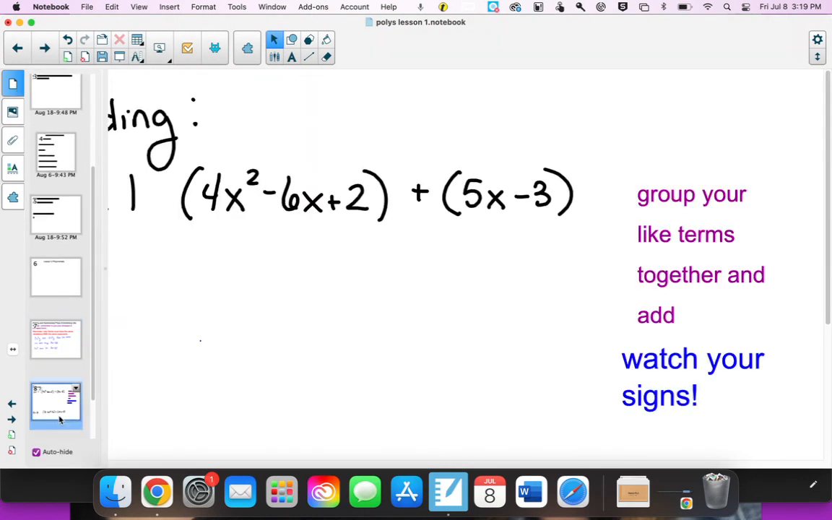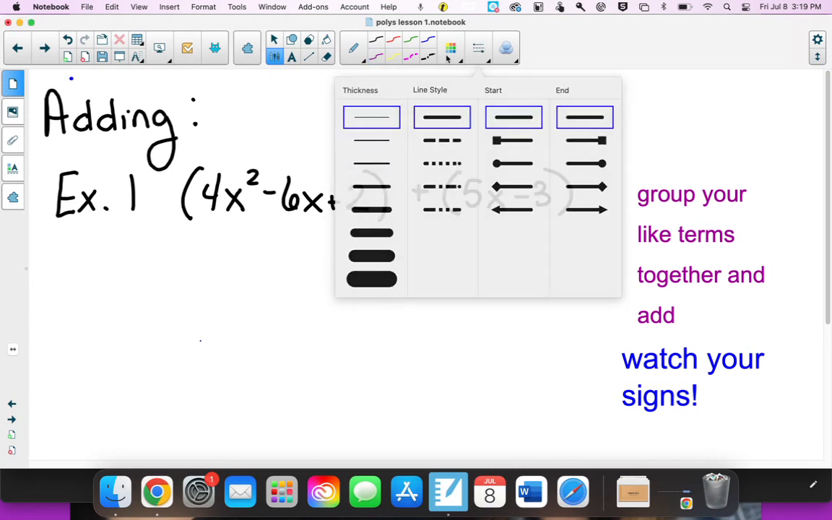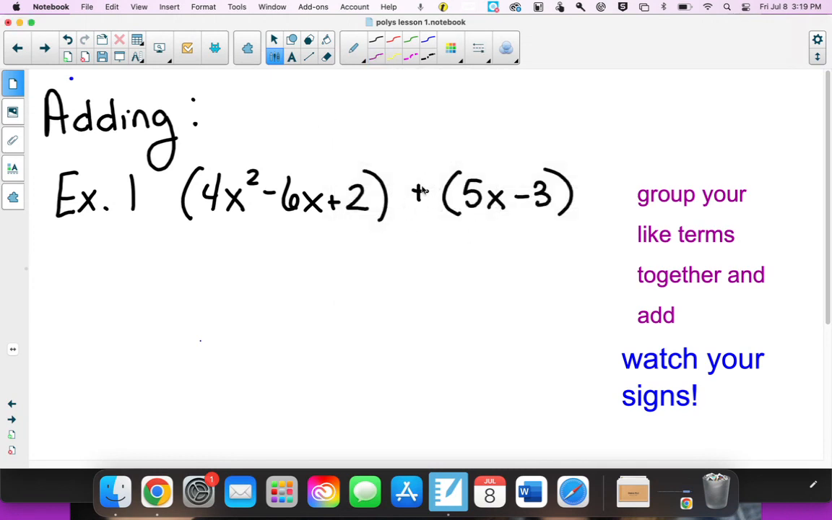So let's start with adding. Okay, so here we have a polynomial statement that is being added. Right, see addition between them. So we're just going to pull our like terms out. And I always start with whatever is the first polynomial and whatever is the first term, no matter what order they're in, just so I can go through and make sure I get all of my like terms, all of my possible pieces. So here, my first term is 4x squared.